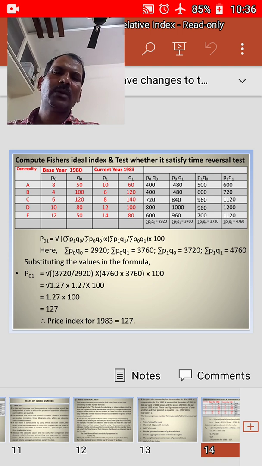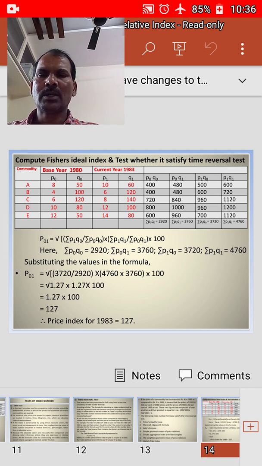That is P0, Q0. If you add, you will get sigma P0, Q0, that is 2920. Okay. If you add sigma P0, Q1, you will get 3760. If you add P1, Q0, you will get sigma P1, Q0, that is 3720. And if you add P1, Q1, you will get sigma P1, Q1, which is equal to 4760.